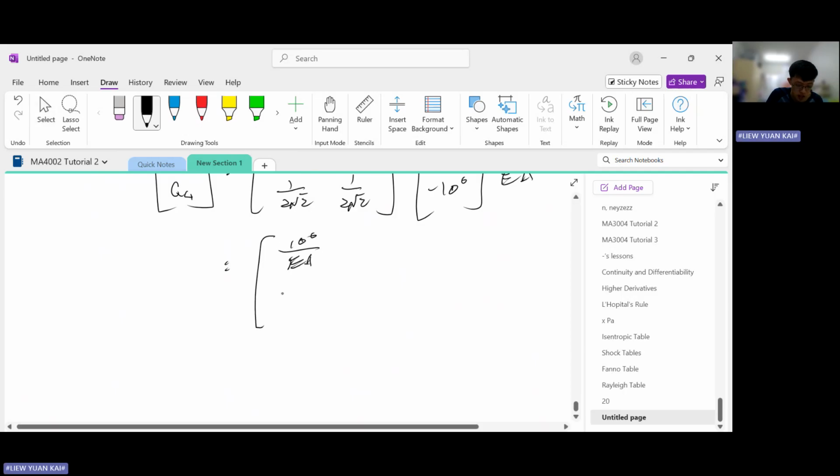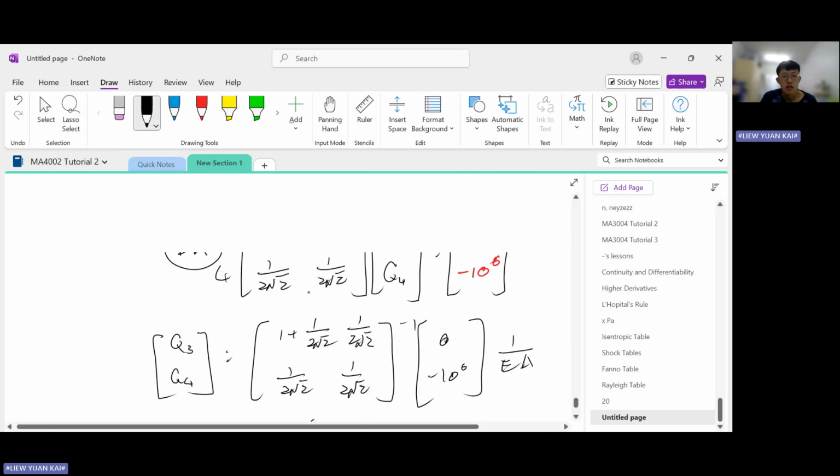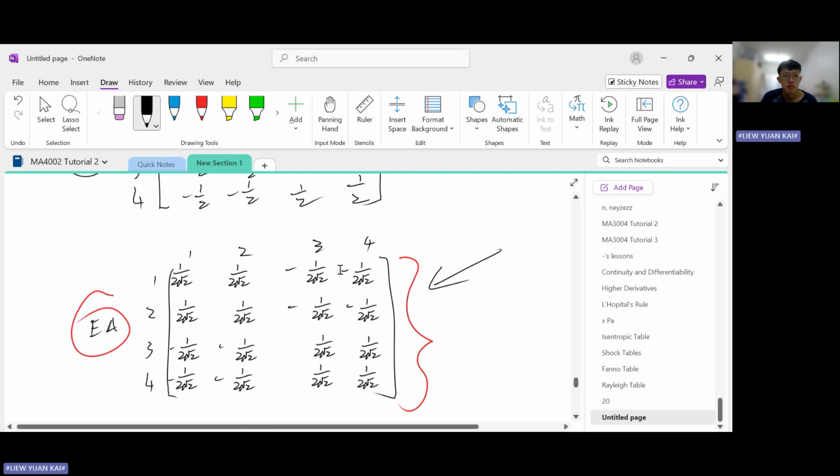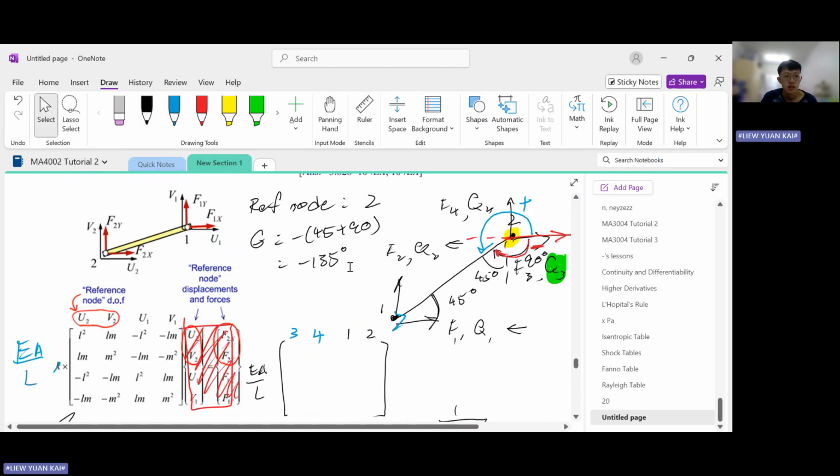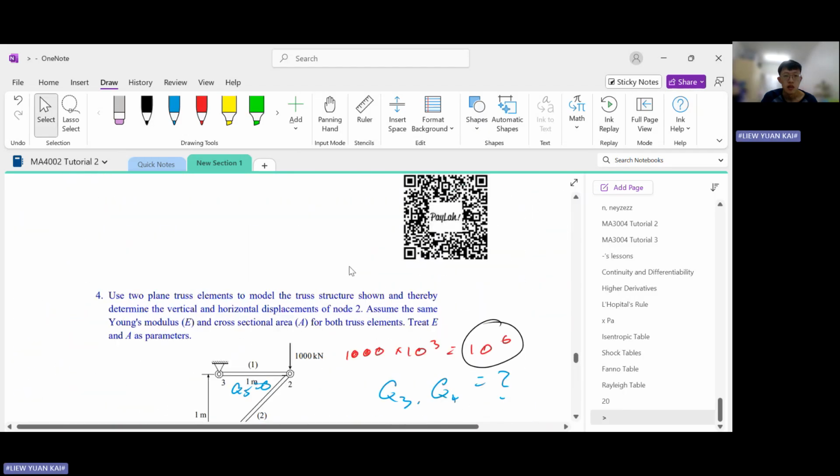So that's the first entry. And then minus 3.828 times 10 to the 6 over EA. Okay, that'll be the second entry. So yeah, that's how you do a truss element kind of problem.